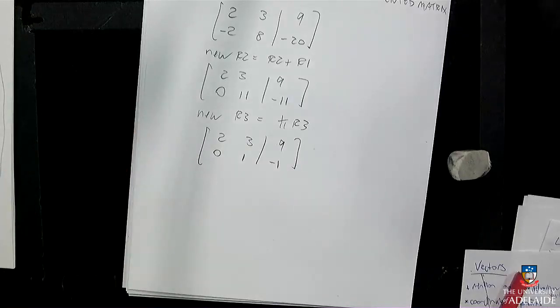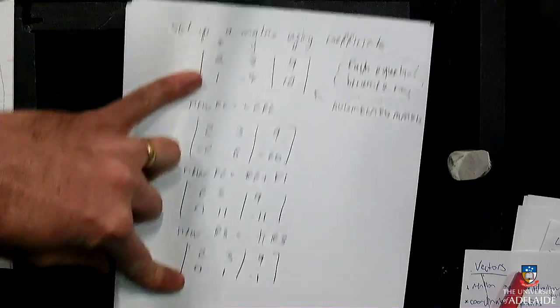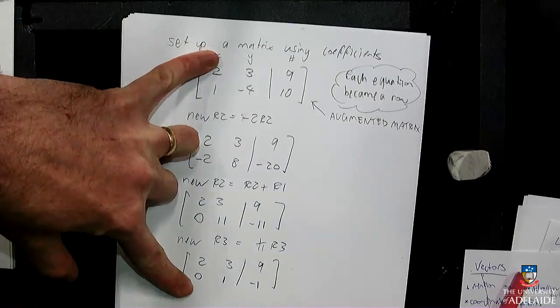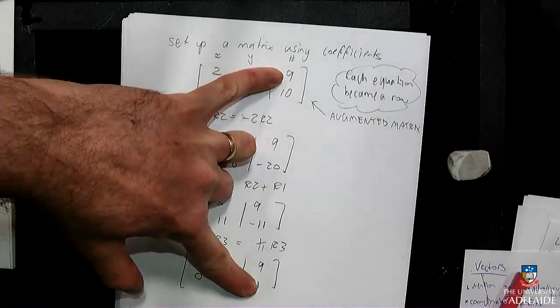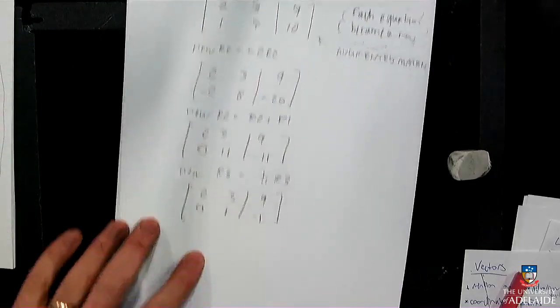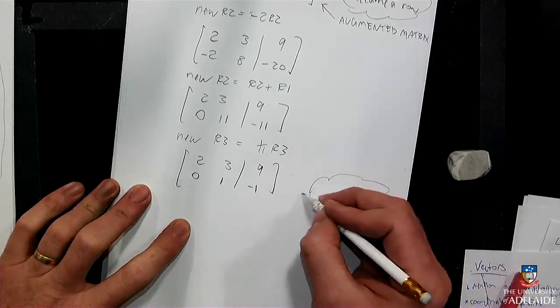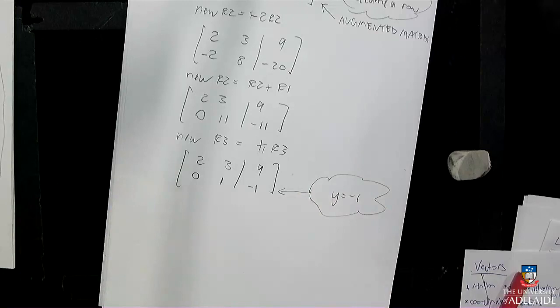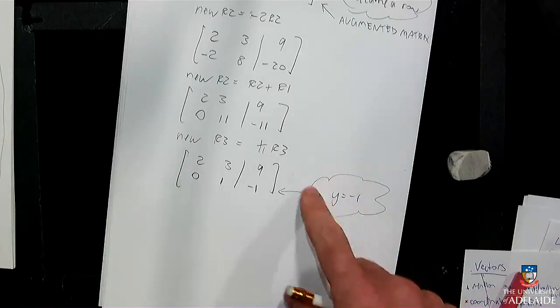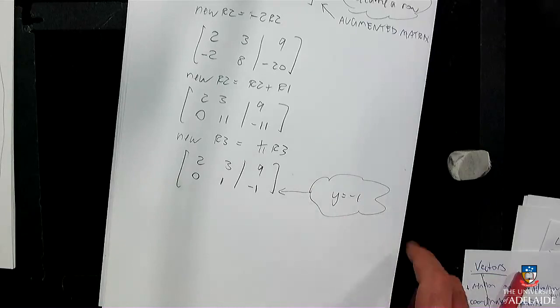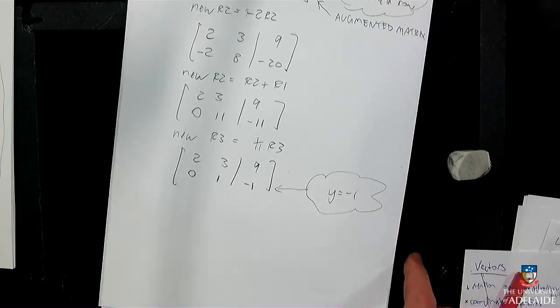Okay. So now at this stage, I want you to realize that that final row is saying that there's 0 x's, because it's still x, 0 x's and 1 y is minus 1. So this row at the moment is telling me that y equals negative 1. You normally wouldn't put these things in clouds in your working.